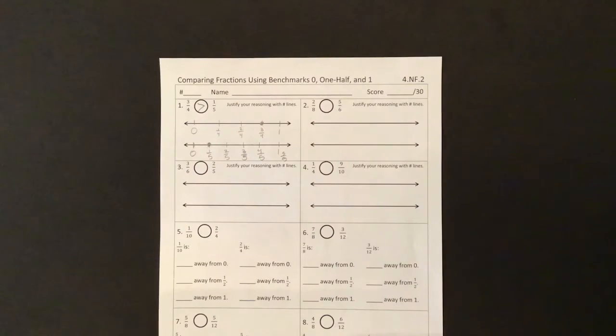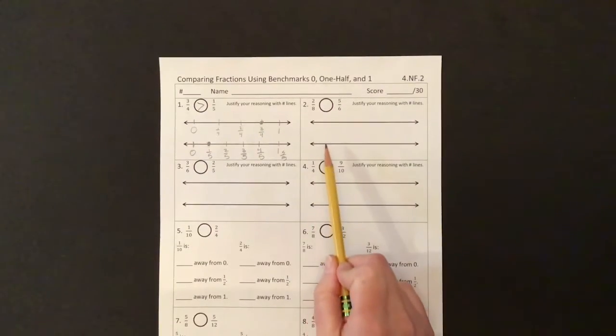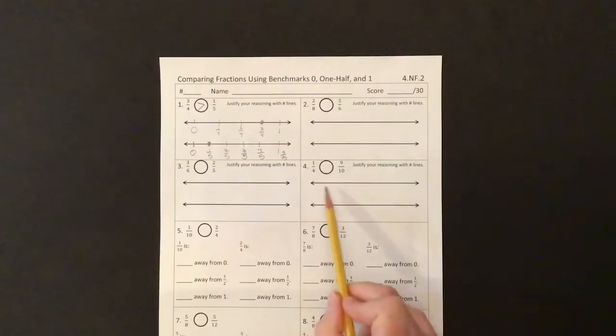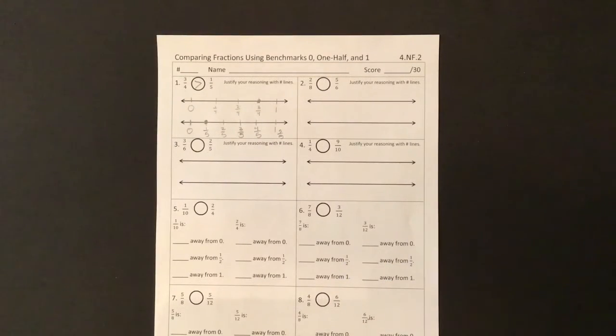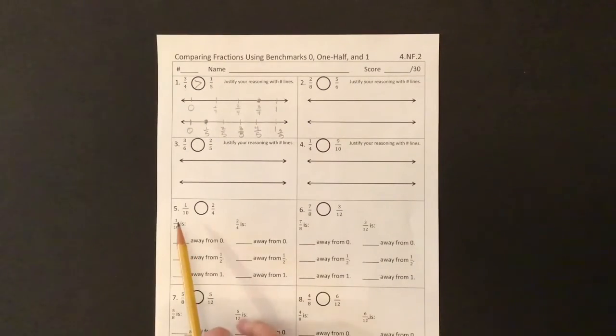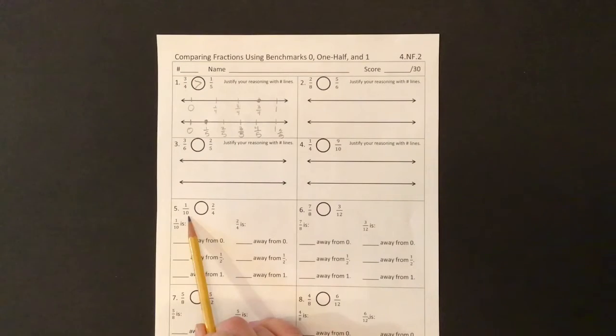Go ahead and do numbers 2, 3, and 4. You can really use the number line to help you come up with your answer. All right, now that you're to number 5, notice that we don't have the fraction number lines anymore. So please feel free to continue to draw fraction number lines on a piece of scratch paper or use those fraction bars if they help. So it looks like we're comparing 1/10 to 2/4. Can you think of what the answer is?